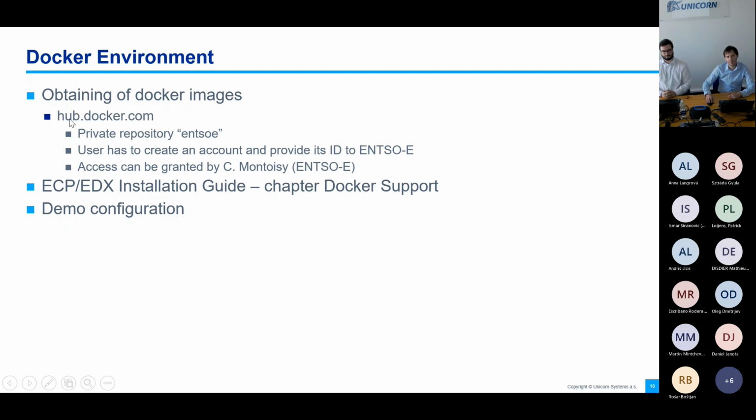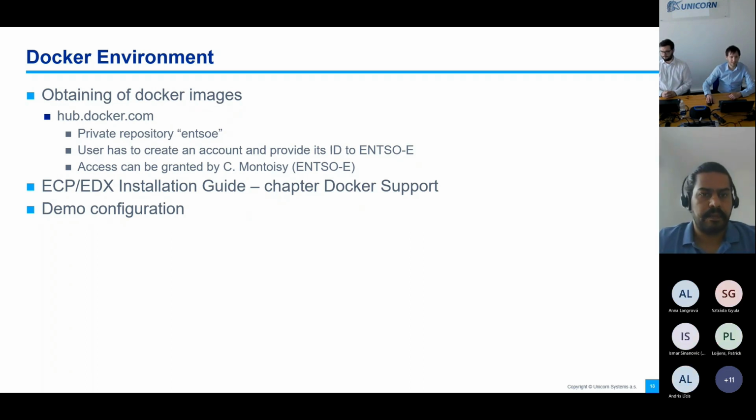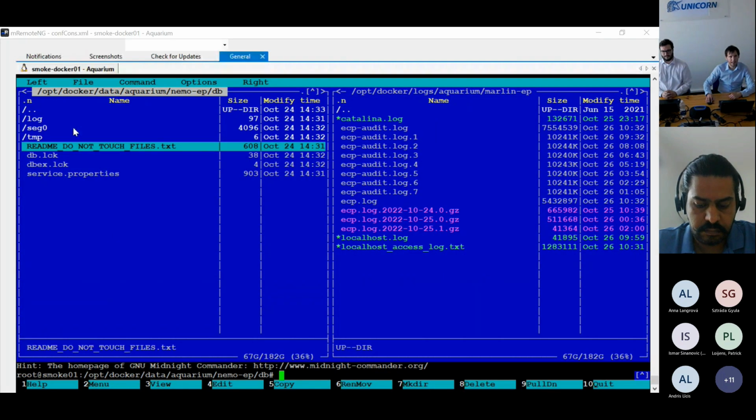This Docker Hub repository is available for everyone, but you need to create an account on Docker Hub and ask ENTSO-E, Christoph Montazzi, to grant you access to this repository to be able to download the images for the ECP endpoint and the EDX toolbox. In the ECP and EDX documentation, there are chapters regarding this Docker support, in the chapter Docker support, and I will just quickly show you the example of the configuration, and that's it.